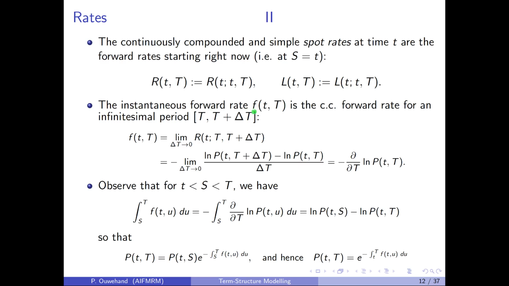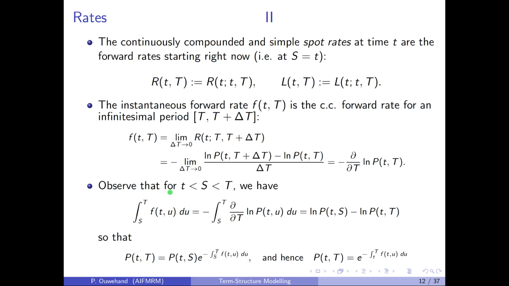The instantaneous forward rate, f(t,T), is the continuously compounded forward rate for an infinitesimal period. This is why it's called instantaneous. In other words, the instantaneous forward rate is given by the limit as delta t goes to 0 of the continuously compounded forward rate for the period from t to t plus delta t. If we plug this into the definition, we see that we obtain precisely the negative of the partial derivative of the logarithm of the zero coupon bond price with respect to its maturity. This is why we require the bond price to be smooth as a function of its maturity.